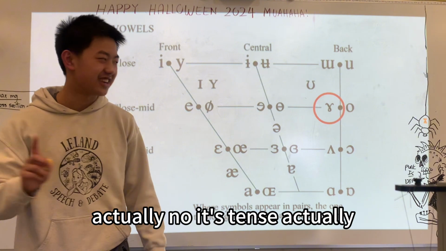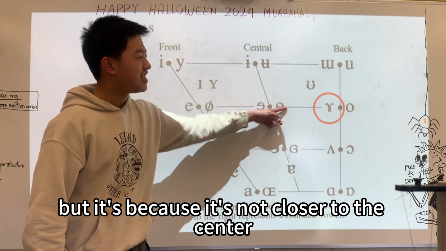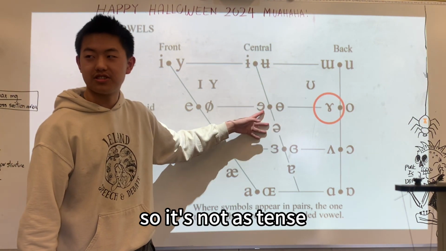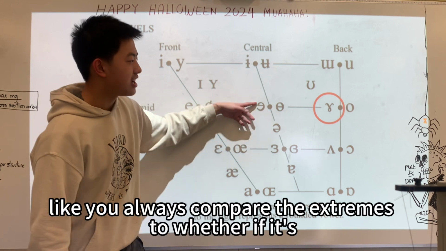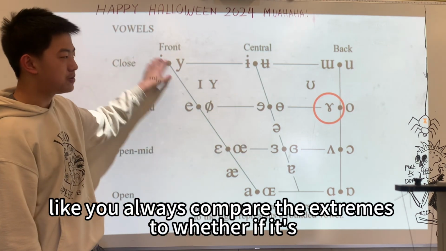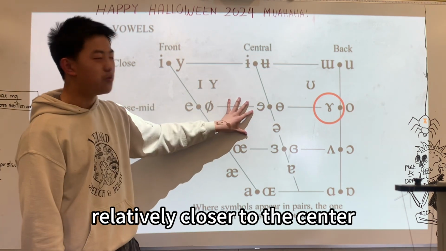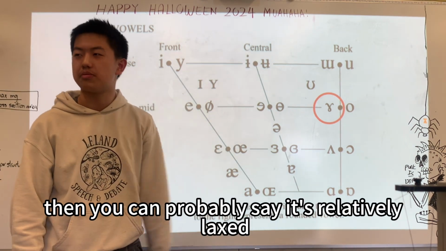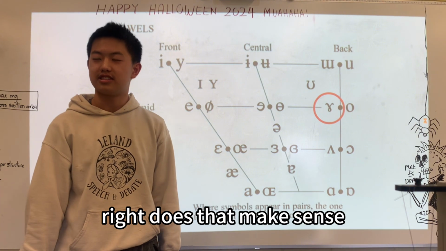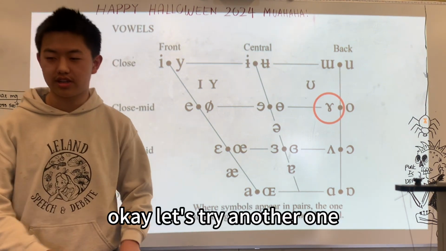It's tense actually, but it's not as tense because it's closer to the center, right? You always compare the extremes to whether it's lax or not. So this is how you know. If it's relatively closer to the center, then you can probably say it's relatively lax, right? Does that make sense? Okay, let's try another one.